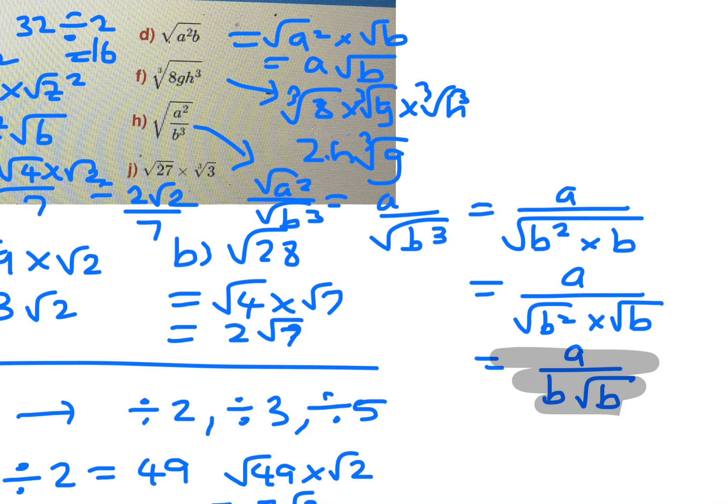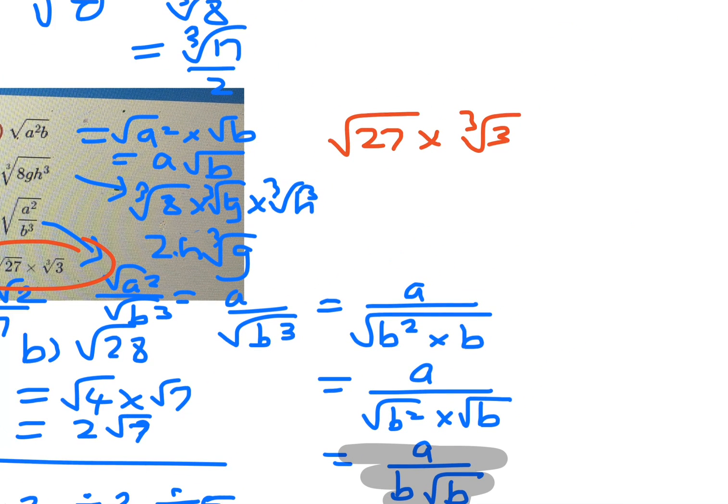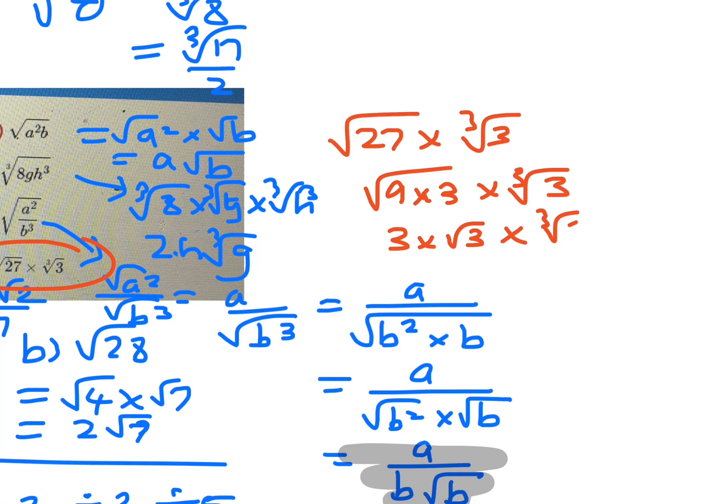Okay, I'll do this one in a different colour so you can actually see it. I've got the square root of 27 times the cube root of 3. They're different roots, so you can't do much with them. But this is the square root of 9 times 3 times the cube root of 3. The square root of 9 is 3, times the square root of 3 and the cube root of 3. I don't really know why they've got this question, but they're trying to show you that if they're different roots, you can't actually group them together.